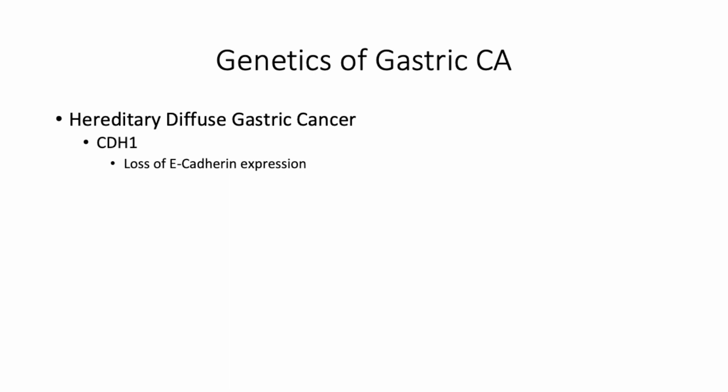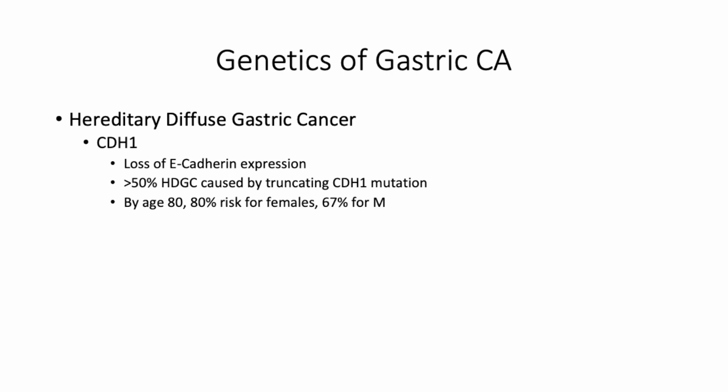Usually it causes loss of E-cadherin expression, which again predisposes you to diffuse type gastric cancer like we talked about. Again, more than 50% are caused by these truncating CDH1 mutations. By the age of 80, patients with this mutation have an 80% risk if they're female, 60% risk if they're male of getting a gastric cancer.